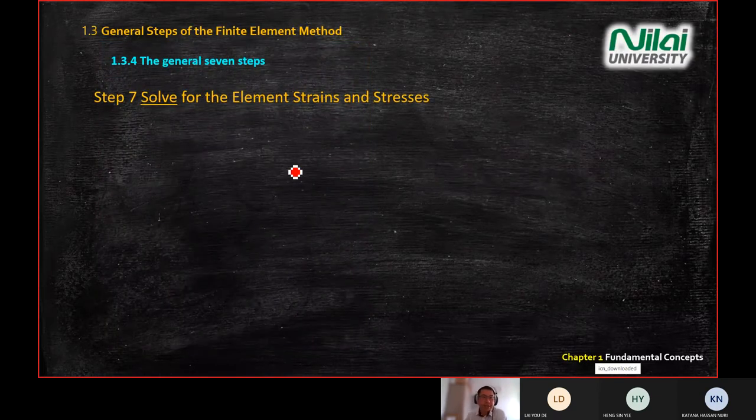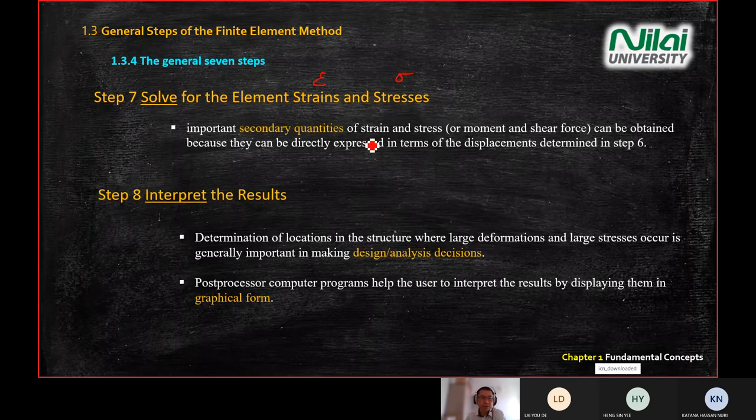Okay, last step is just to solve the strain and stress inside the system. So we have all these general steps. The last step is just to interpret the results. So from the results, we come up with a decision. It means what you're going to do with the numbers. For example, if it is the force, will it fail the structure? Or, for example, what is the diameter or the minimum area that we need so that the structure will pass the loading?